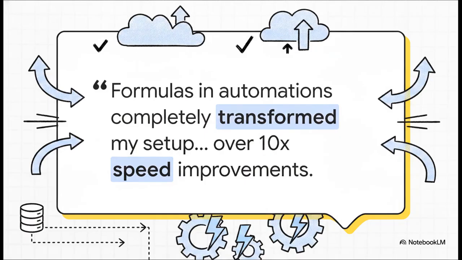And hey, if you're wondering if these advanced techniques actually move the needle at scale, just check out this feedback from a Reddit user. They said, "Formulas and automations completely transformed my Notion setup. It's now far more integrated with over 10x speed improvements." 10x. That is not just some tiny efficiency boost, that's a fundamental shift in how fast you can operate. By linking your databases and using these dynamic formulas, you're essentially building a workspace that manages itself.